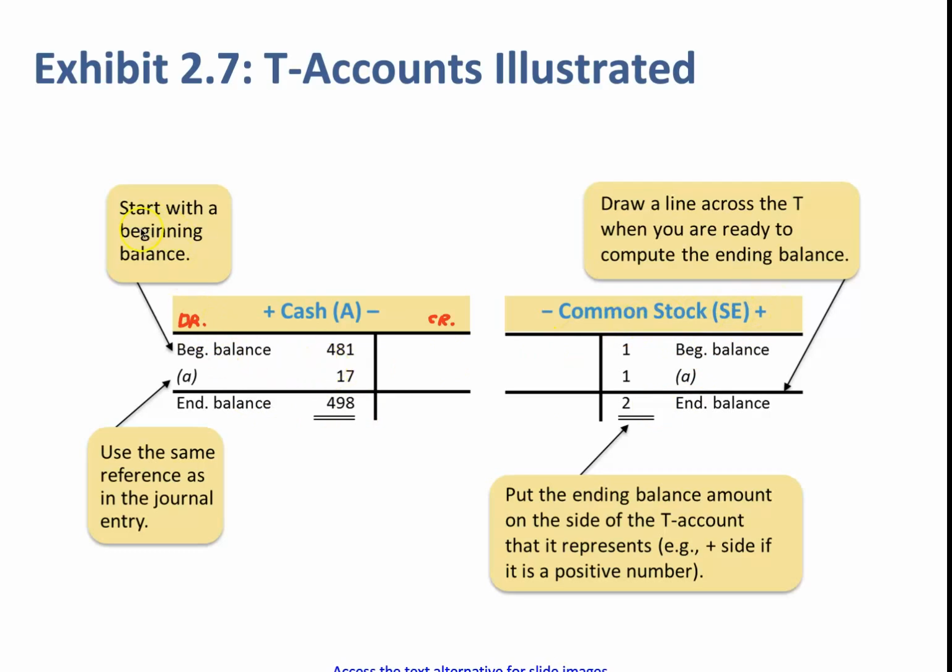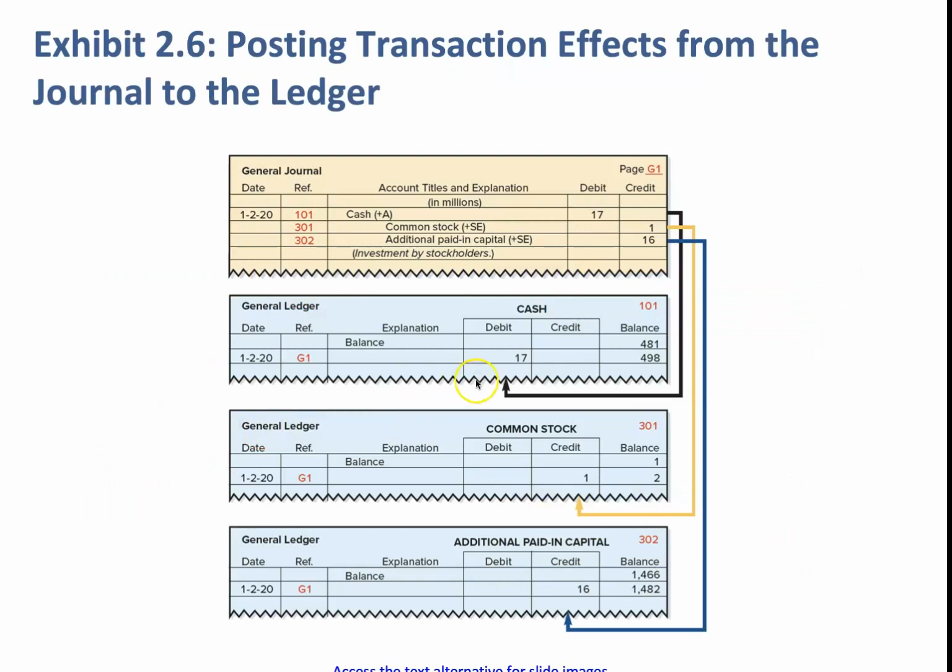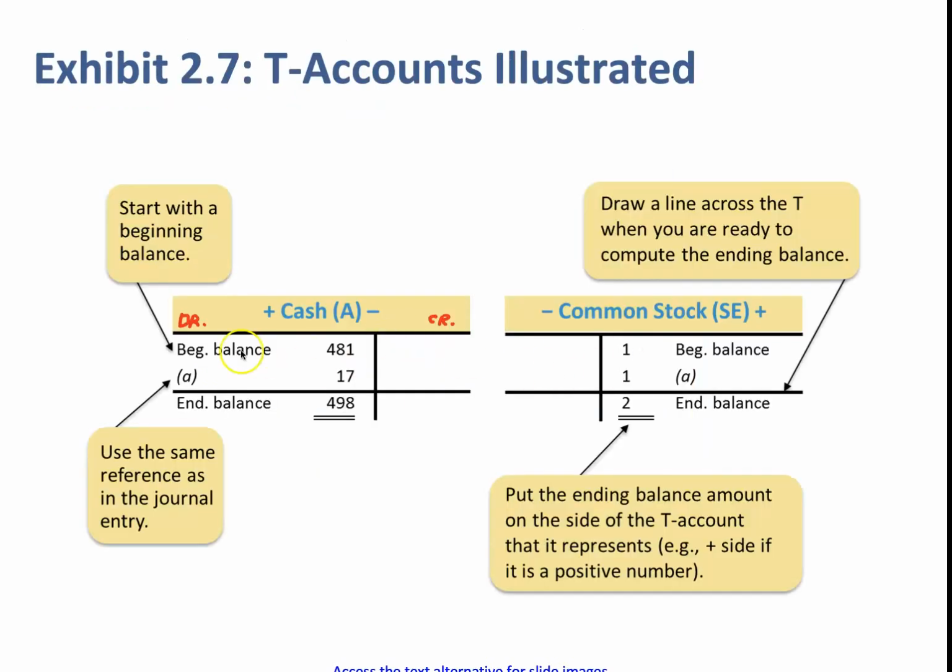All the T accounts would start with a beginning balance. In the previous page, we see that the beginning balance of cash is 481. So you would see beginning balance 481 in the T account. When we increase cash, we debit cash. So we write debit 17. And the ending balance of cash would be the 481 plus the 17, which would be 498.